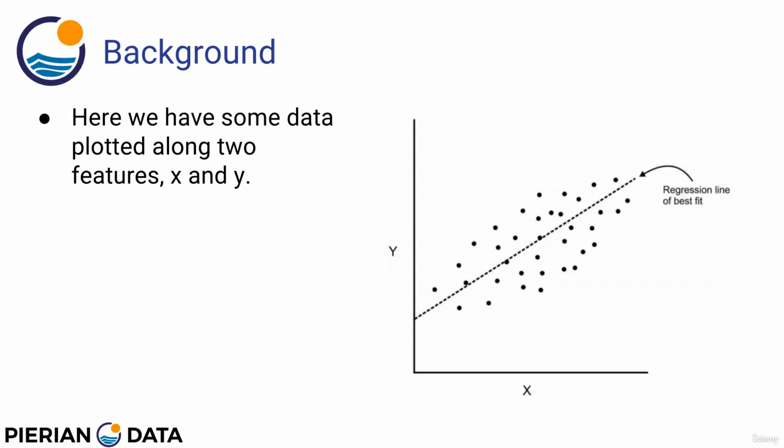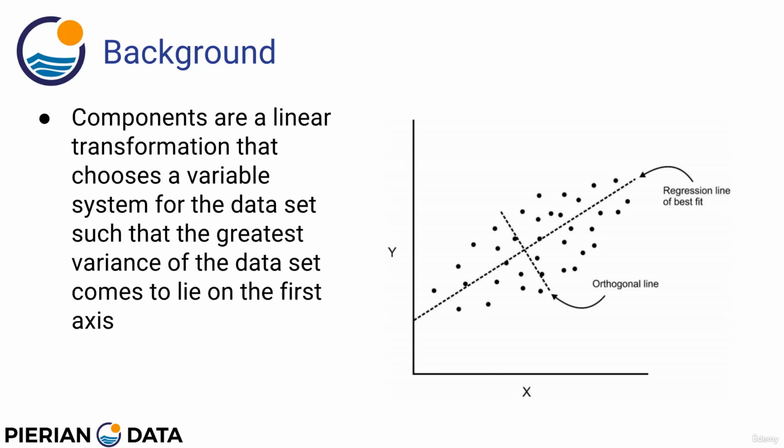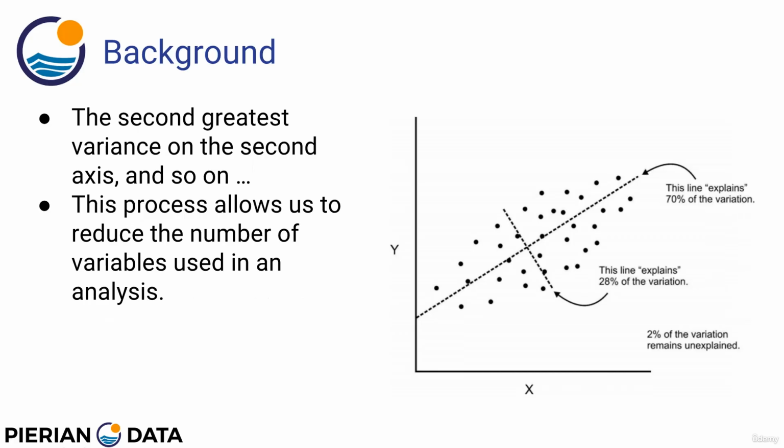Here we have some data plotted along 2 features, x and y, and we put in a regression line of best fit. What we can do now is add an orthogonal line, which is just at a right angle to that first line. And now we can begin to understand the components of our dataset. Components are a linear transformation that chooses a variable system for the dataset such that the greatest variance of the dataset comes to lie on the first axis, and likewise the second greatest variance on the second axis, and so on. This process allows us to reduce the number of variables used in an analysis.